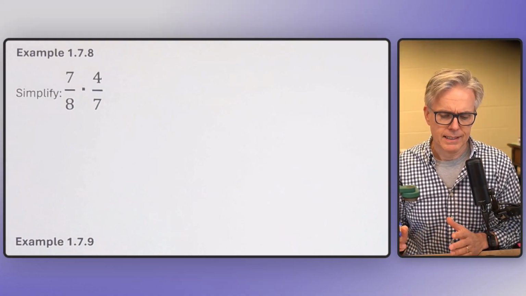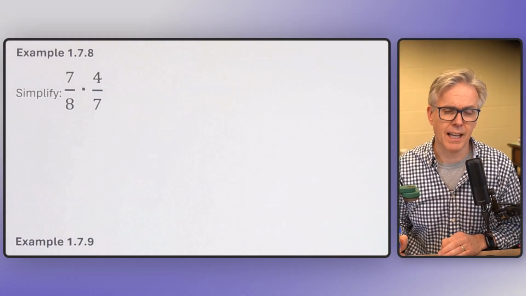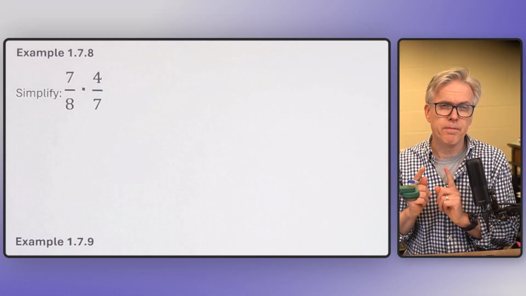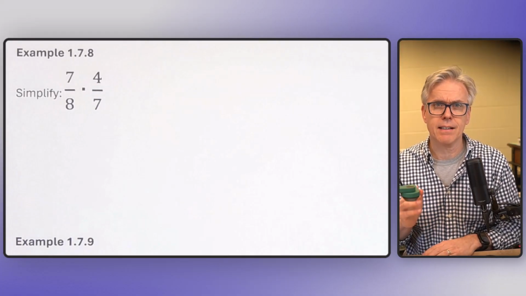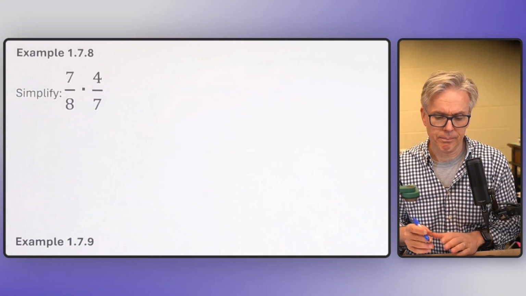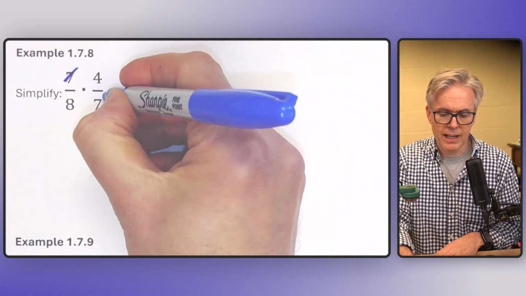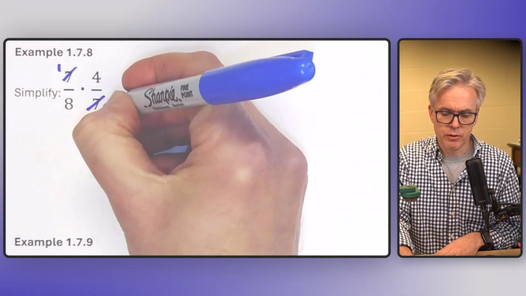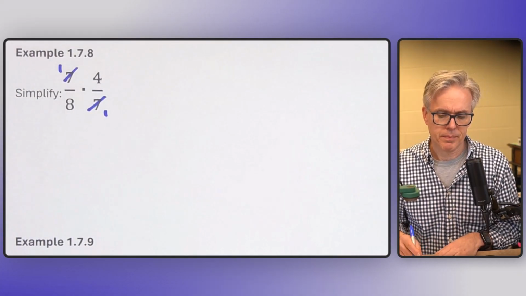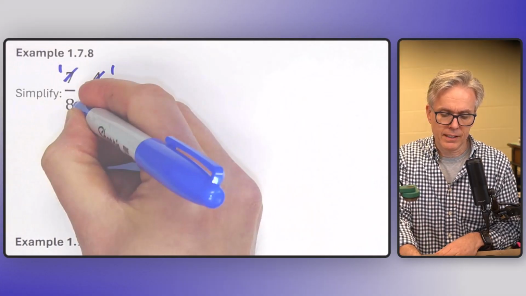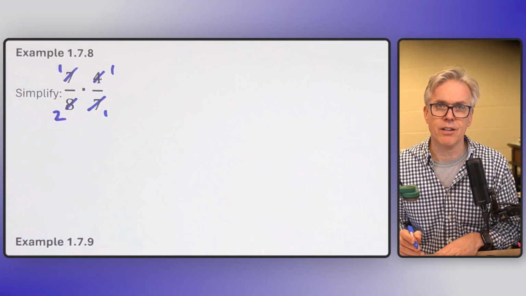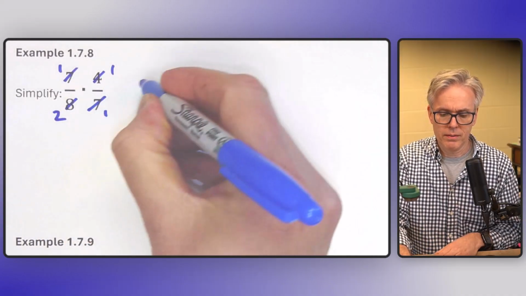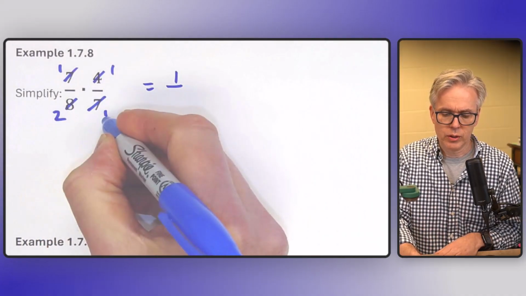Okay, let's try this one. 7/8 times 4/7. So again, before we multiply, what should we do? Good. We're going to find common factors that we can cancel. So the 7's are going to cancel. I will often just put a 1 here so I don't lose a number. And then the 4 cancels into the 8. So 4 goes into itself one time, 4 goes into 8 two times. 1 times 1 is 1. 2 times 1 is 2.